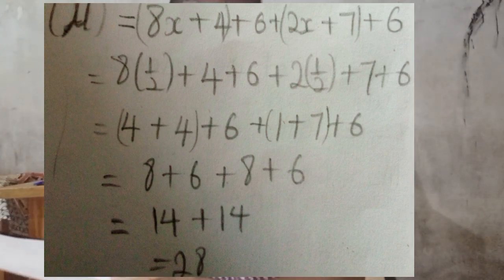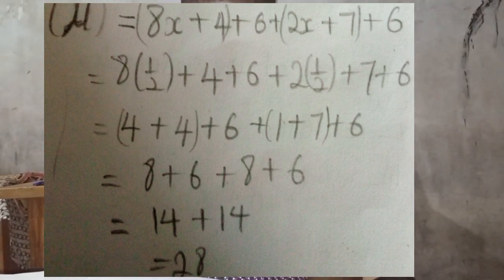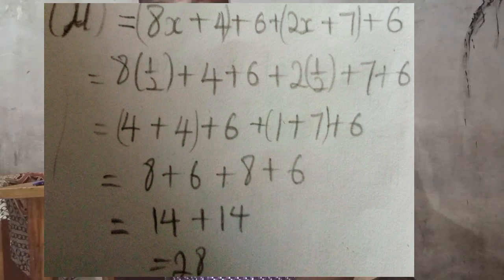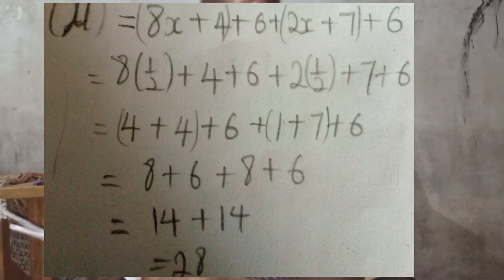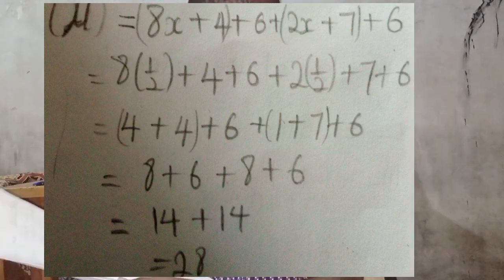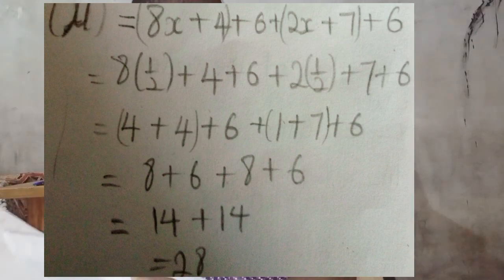plus 6. So we get 4 plus 4 plus 6 plus 1 plus 7 plus 6, which is 8 plus 6 plus 8 plus 6. Our answer is equal to 28. So the number of elements in the union is equal to 28. Let's look at the next question, 1c. Simplify.